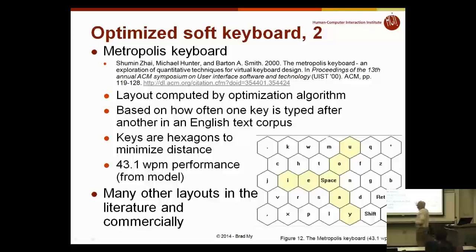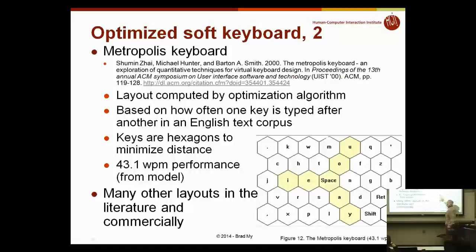And also he said, there's no reason to make the keys square on the screen. So he made them into hexagons. That adds a little bit of extra space that makes these closer together on the diagonals. So if I want to go in the diagonal direction, which is just as common as horizontal or vertical, a hexagon means they're closer.